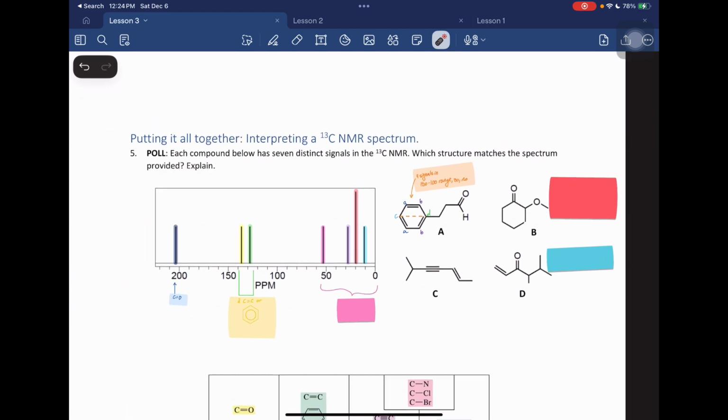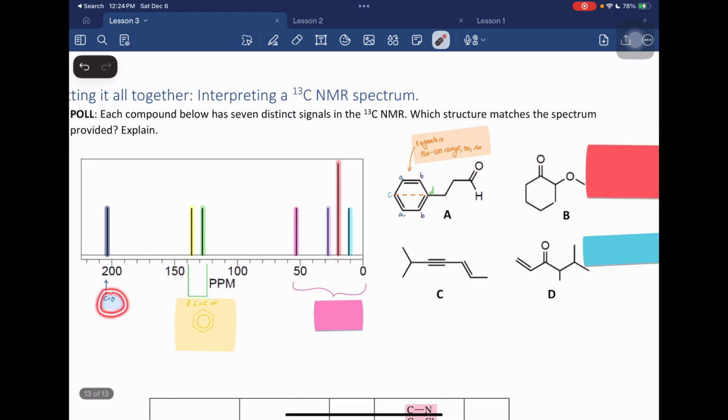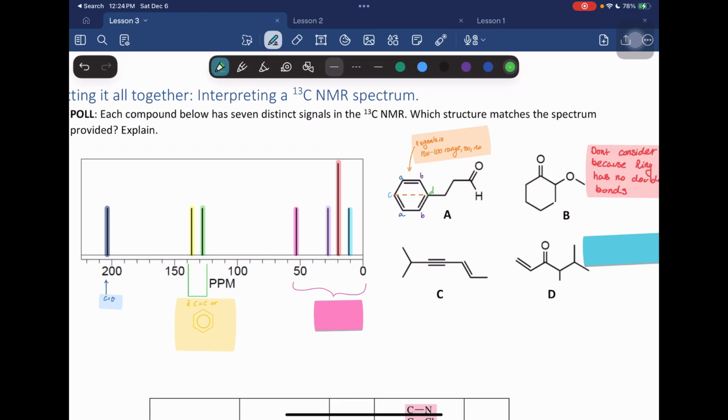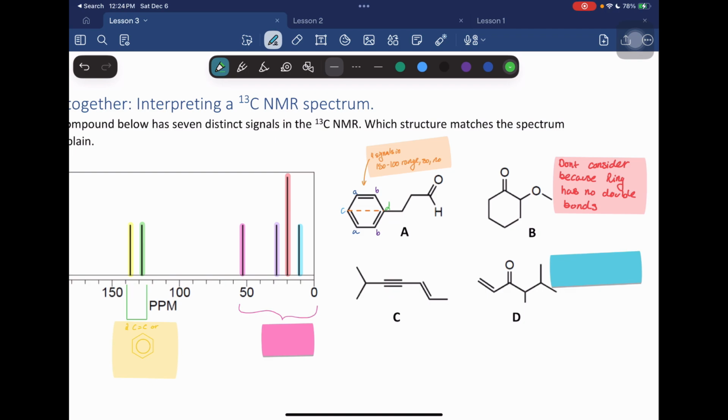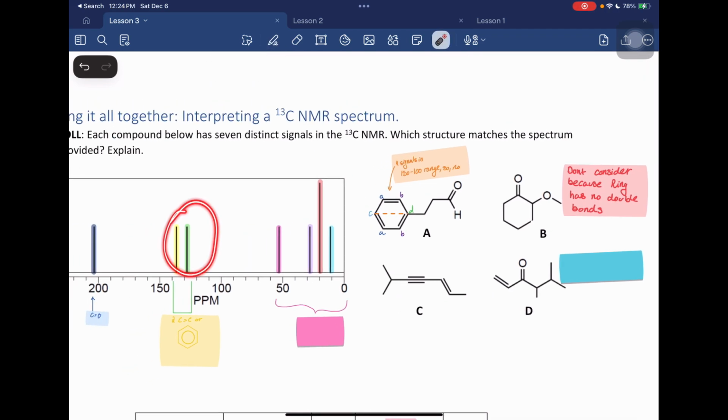So let's move on to B. What do you notice? We need a carbon-oxygen double bond. We have that right here. We need 2 carbon double bonds or a benzene ring. We don't have that, so we can't use B at all. Okay, so we don't consider it because the ring has no double bonds and our spectrum has 2 either double bonds or a benzene ring. This does have the ring, but it doesn't have the bonds.